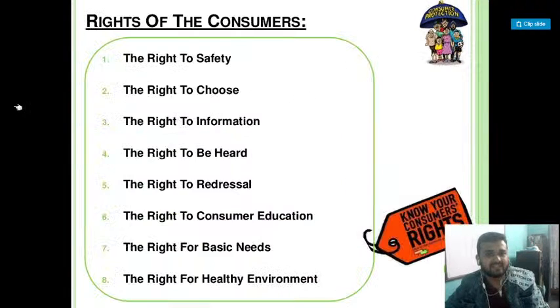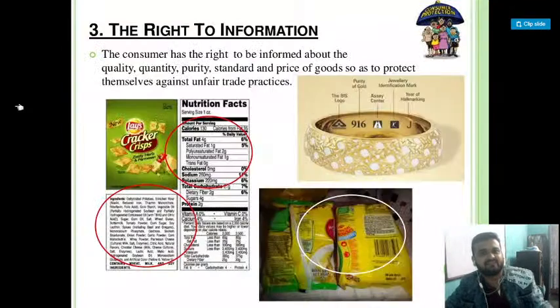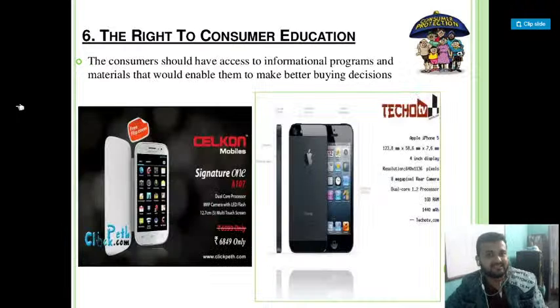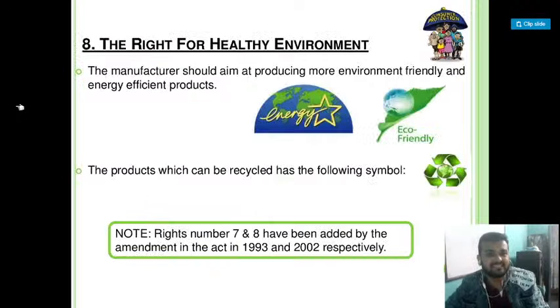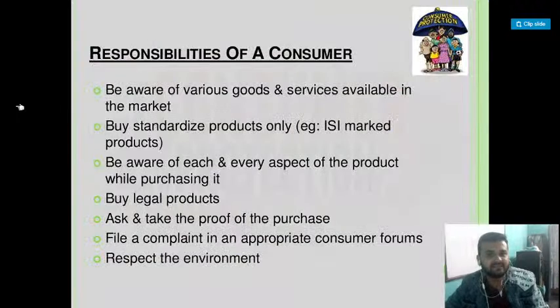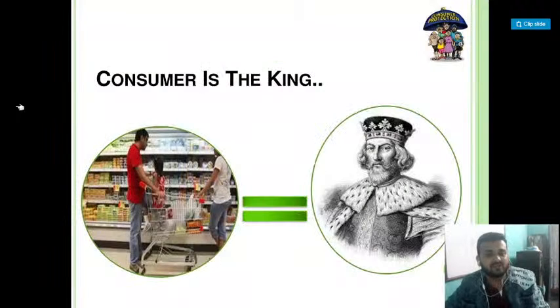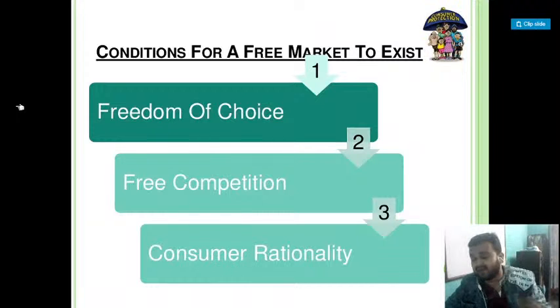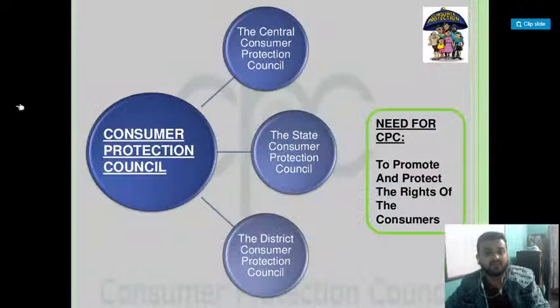Then the rights of a consumer: right to safety, right to choose, right to information, right to be heard, right to redressal. This is there in part 1 of this chapter, which I've completed. Consumer education, basic needs, healthy environment, the responsibilities of a consumer. Consumer is always the king. And the free market. How can there be a free market? Freedom of choice, freedom of competition, and consumer rationality. And different councils are there.